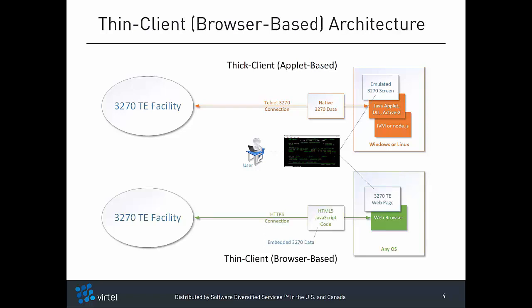Thin client terminal emulators send HTML JavaScript pages to client devices through SSL encrypted HTTPS connections. The 3270 data is embedded in the HTML JavaScript pages. The pages look and behave the same as genuine 3270 screens. On a client device, they are rendered by the client's web browser. Any web browser running under any OS can render those HTML JavaScript pages. This is how thin client 3270 terminal emulators work.